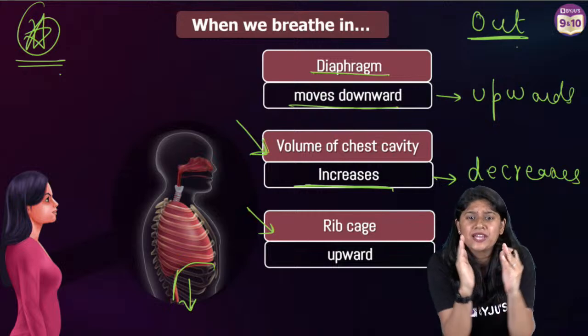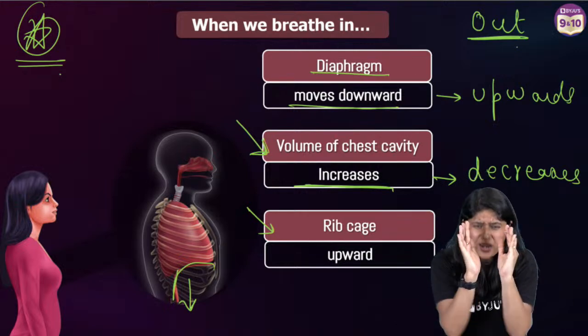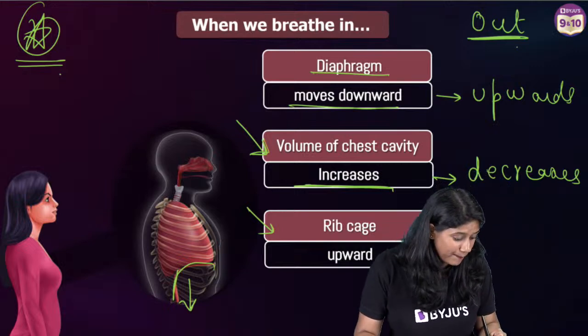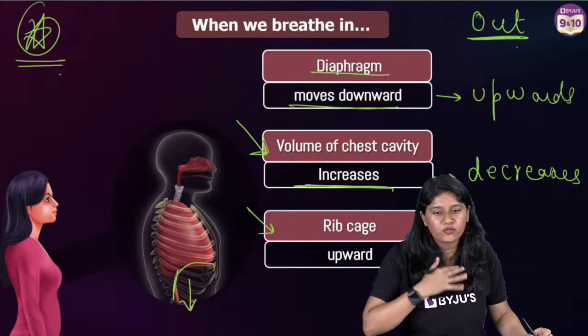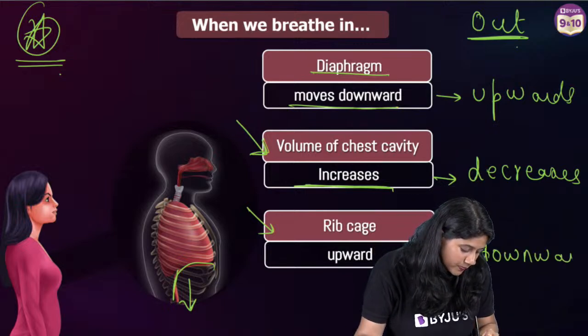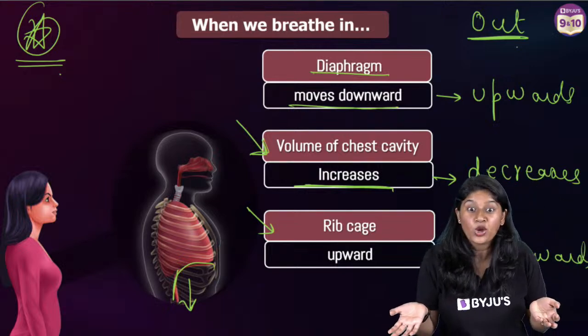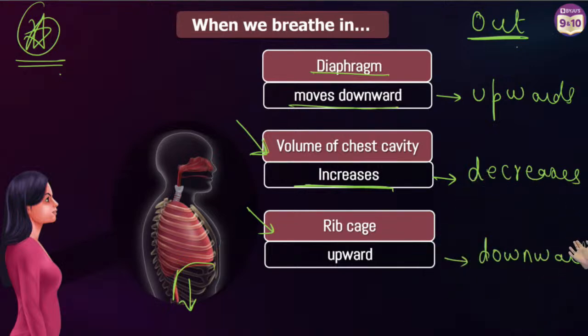Now it has less space. The chest cavity will squeeze it. The lungs are becoming small again. Then what will happen? The rib cage will go from upward to downwards. Now you tell me you have understood this. Such an easy concept, right? We keep thinking it's very difficult. But can you imagine, everyone, it's such an easy concept?